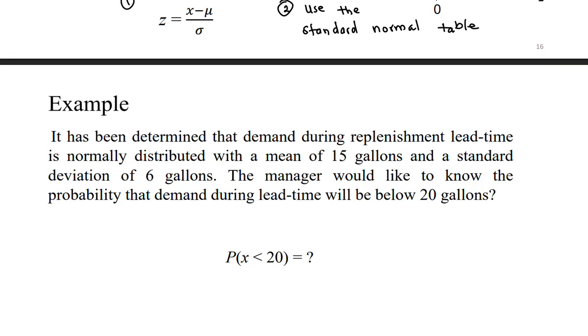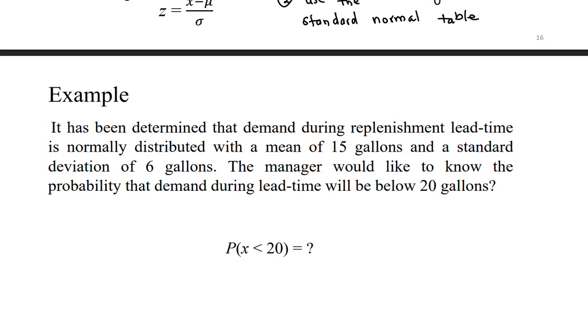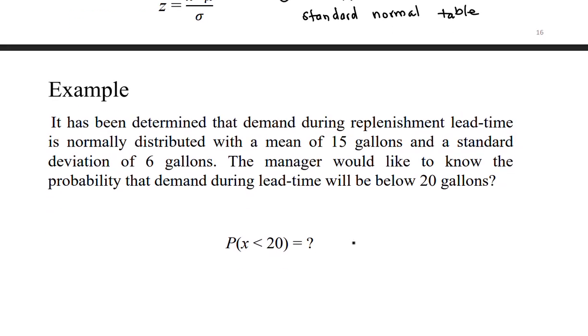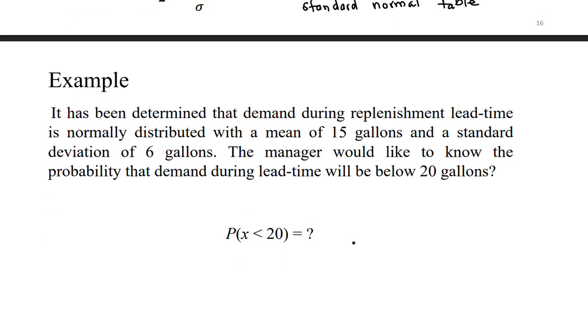Now let's work on a quick example here, and then I'll show you how we will use this two-step approach to find the probability, and then we'll bring our first part of the discussion to a close. Okay, so it has been determined that demand during replenishment lead time is normally distributed. Now, always look out for stuff like this. If it is uniformly distributed, I will tell you. If it is normally distributed, I will tell you. If it is exponentially distributed, I will tell you. So here we are looking at a normal distribution, which means we are looking at a curve that looks like this.